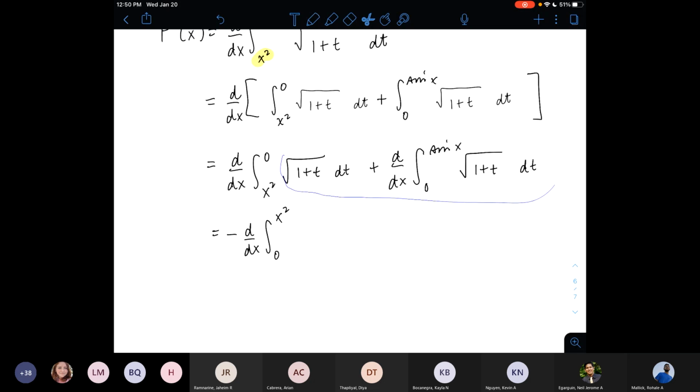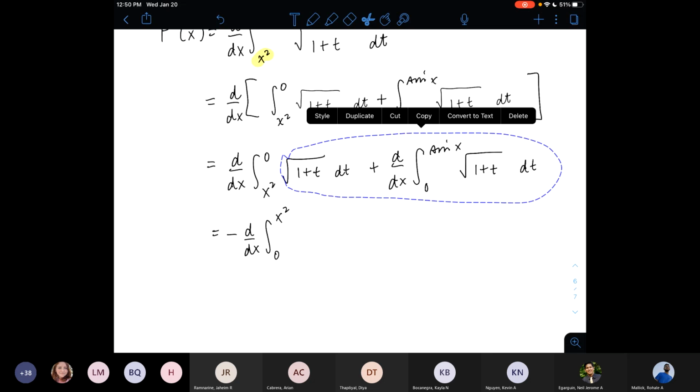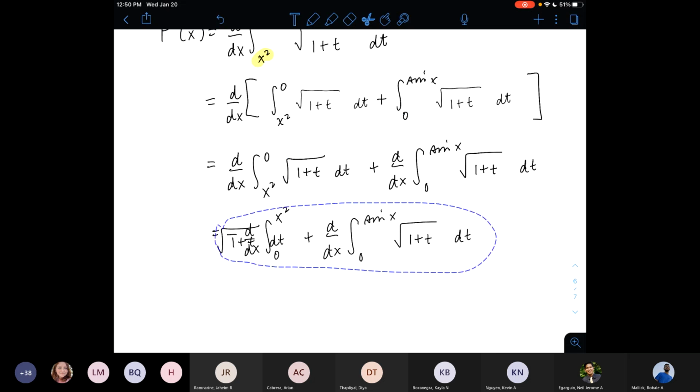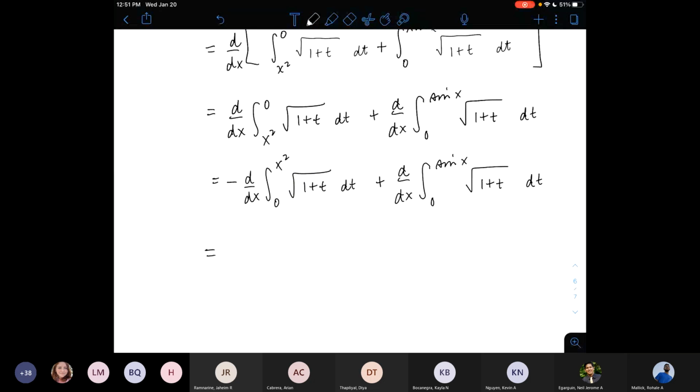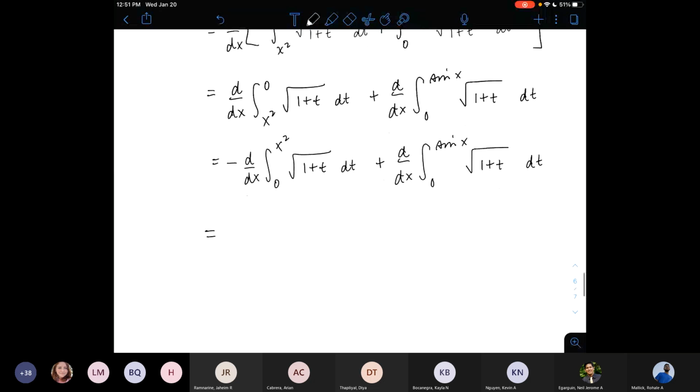I'll just copy everything here. And there we go. Now I can evaluate each of the derivatives, each of the terms, using the fundamental theorem. So basically, I have the negative sign carried over, and then I have a constant here. I have a function here which doesn't match the variable of differentiation.